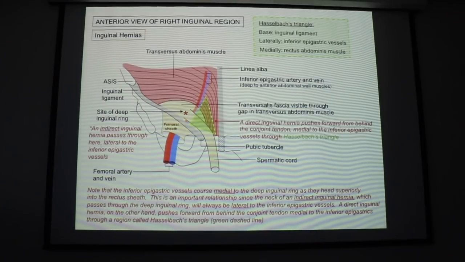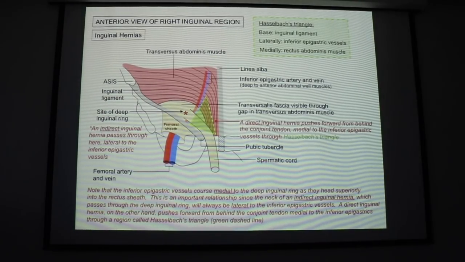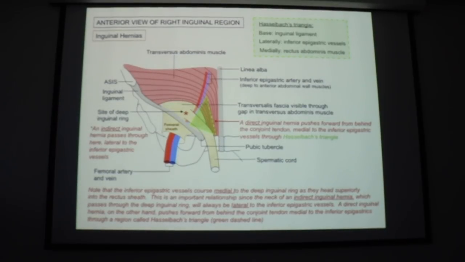Any hernia which passes through this Hesselbach's triangle is the direct hernia. It will never pass through the deep ring. You can see that it's far away. And it's medial to the inferior epigastric vessels. And the lateral ones coming are the indirect type of hernia. They pass through the deep ring, they pass through the superficial ring. Is this point clear?